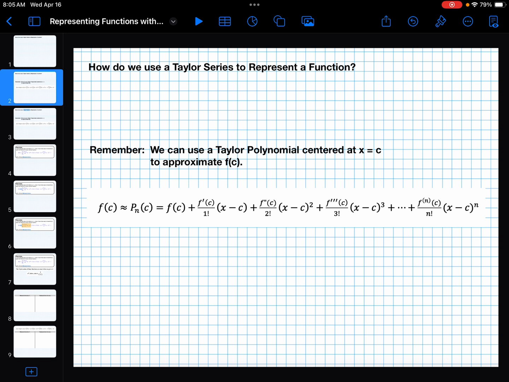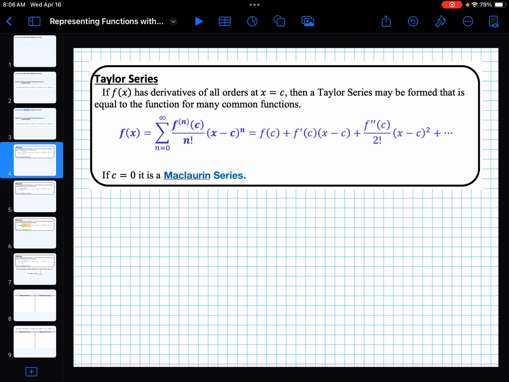So if we increase it to an infinite number of terms, we should theoretically get the exact value of our function. And that's essentially what we're looking at today. We're going to take a series with an infinite number of terms and get an exact value for our function. So for a Taylor series, the rule is the same as for a Taylor polynomial. If you look on the right side there, it's f of c plus f prime of c times x minus c to the first, on and on and on.